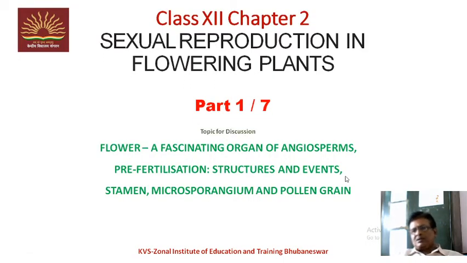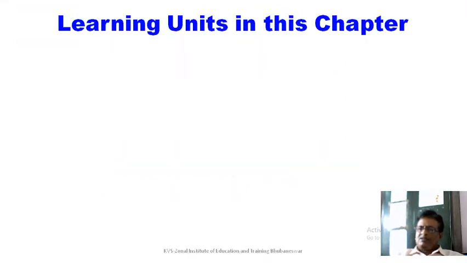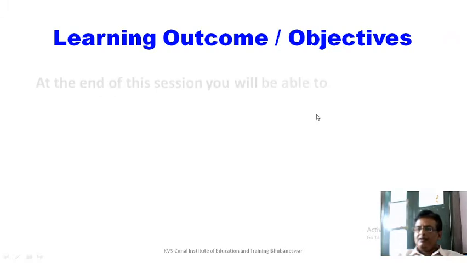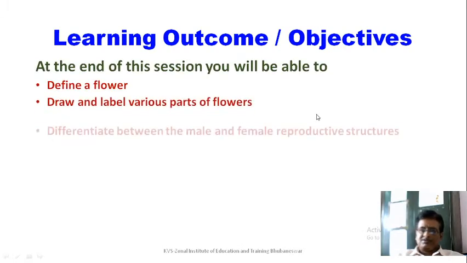We will be discussing sexual reproduction in flowering plants in this chapter. This chapter is divided into 7 different sessions, from session 1 to session 7. This is session number 1, and we will be talking about the flower, the various pre-fertilization structures and events, the stamen, microsporangium and pollen grain, structure of microsporangium, microsporogenesis, the pollen grain and viability of pollen grain. The rest of the chapter will be taken up in the next few sessions.